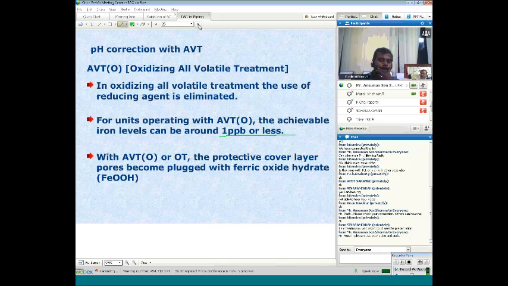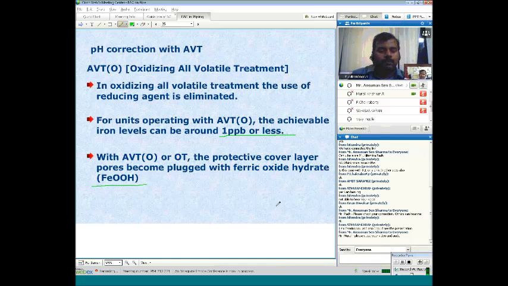In this case, instead of the magnetite layer, what you are having is basically a protective layer of ferric oxide hydrate, that is FeOOH. Right? This is much more stable than magnetite. And this is only possible if you are using AVT(O) instead of AVT(R), because in AVT(R) you are getting magnetite as the protective layer.